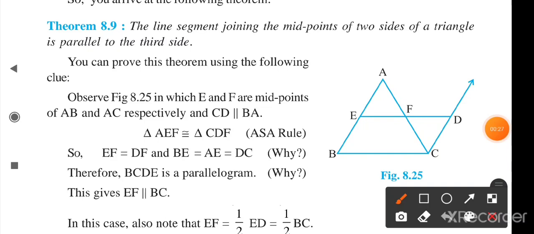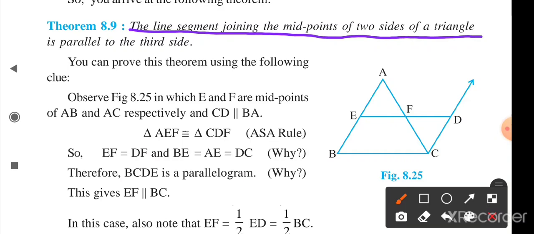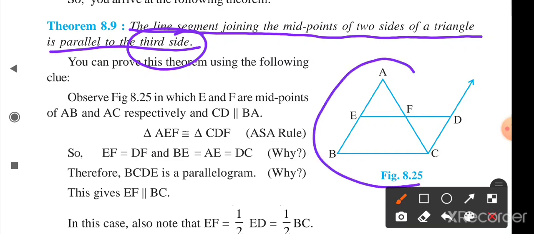I am going to read the theorem first. The line segment joining the midpoints of two sides of a triangle is parallel to the third side. And it is half of the third side also, which is not written here in the theorem. So first I will show you what is given in the theorem.